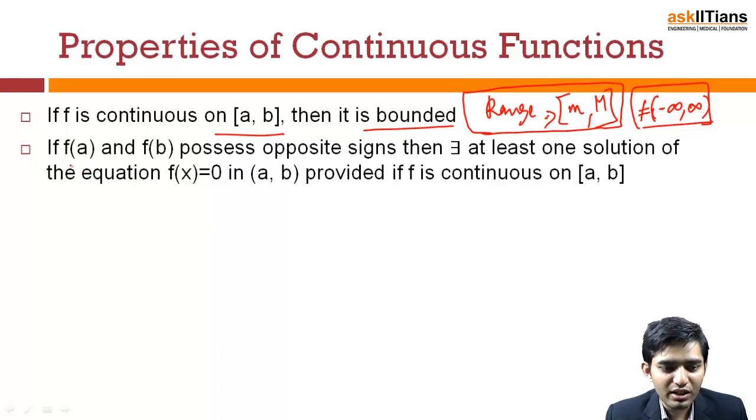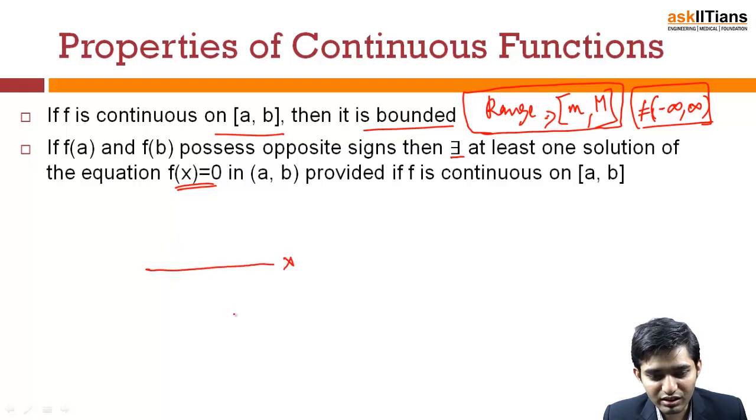And the second property is, if f(a) and f(b) possess opposite signs, then there exists at least one solution of the equation f(x) equal to 0 in (a, b), provided f is continuous. This is a very important property which we will be applying in questions also. What this property is trying to say is, suppose this is my x-axis, and on the x-axis this is x equal to a and this is x equal to b.